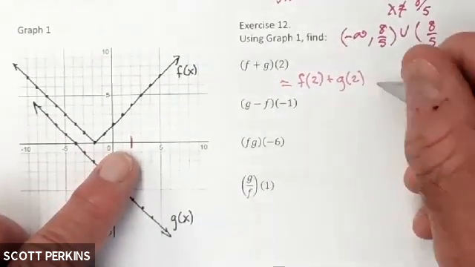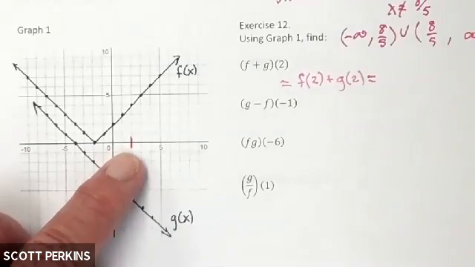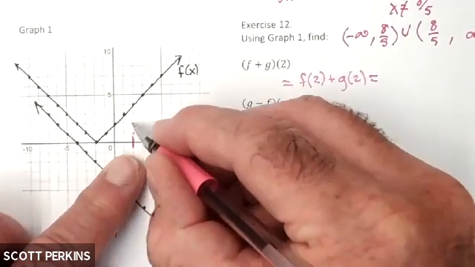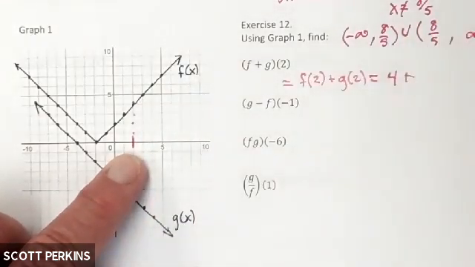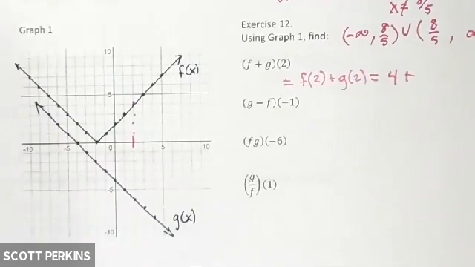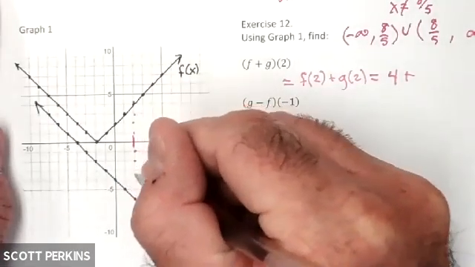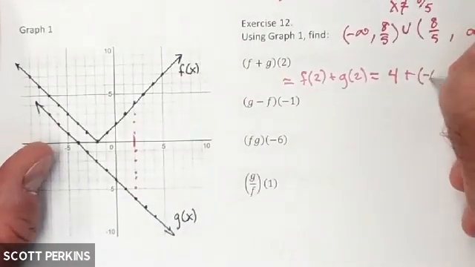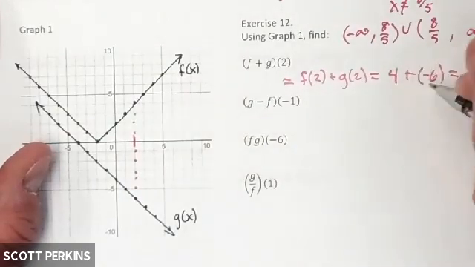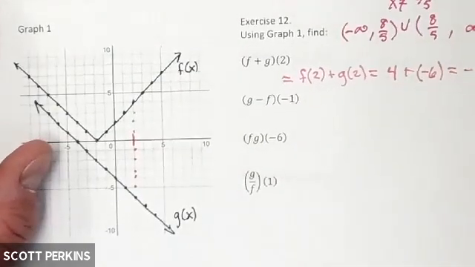And now, what's the value of f at that x value? 1, 2, 3, 4. Yep. What's the value of g at that x value? 1, 2, 3, 4, 5, 6 downwards. So -6 is indeed the right answer. And so 4 plus -6 is -2.